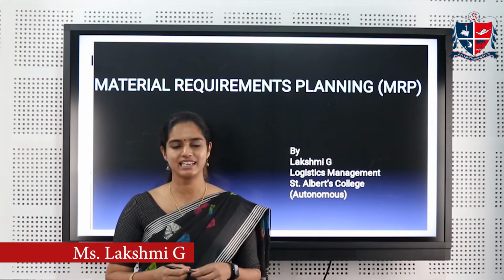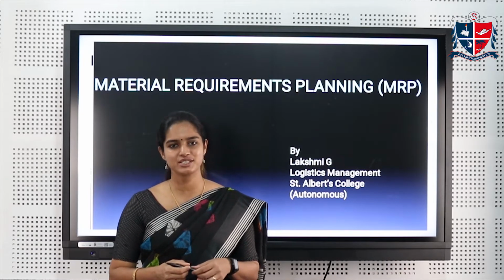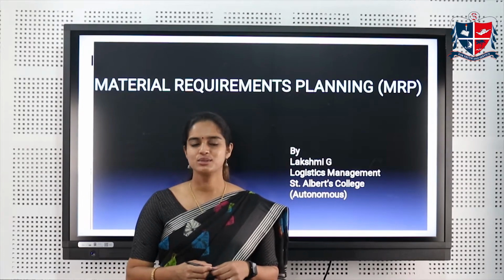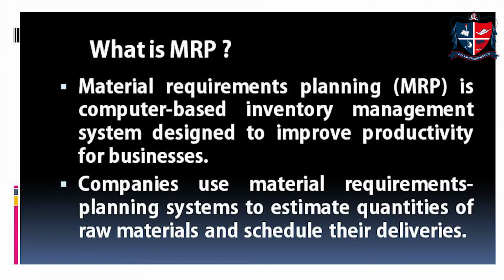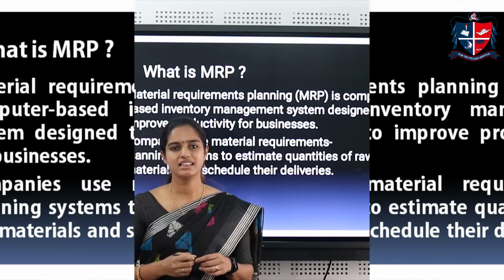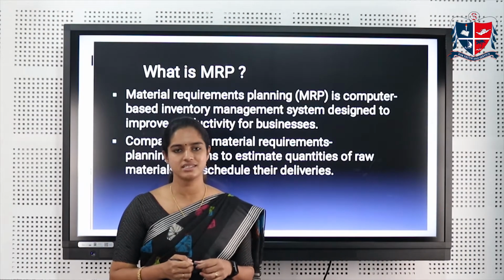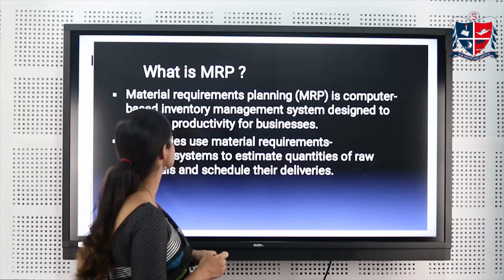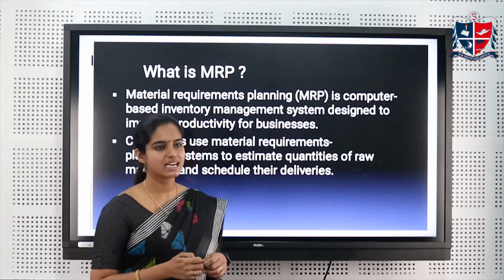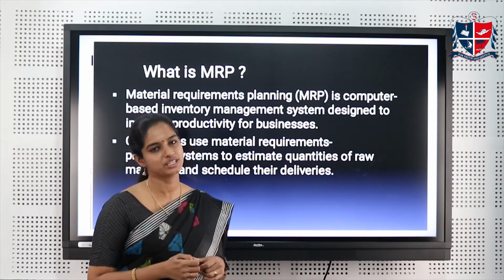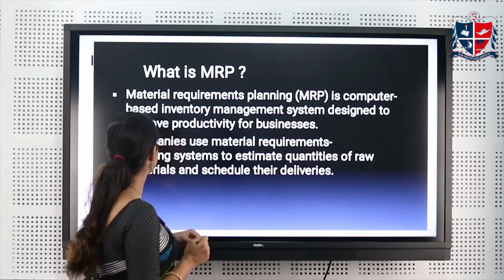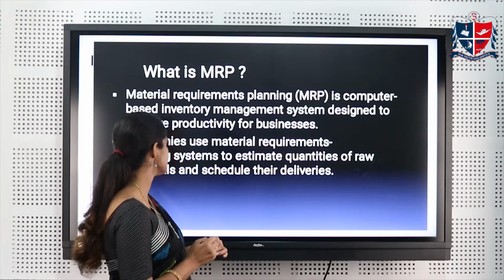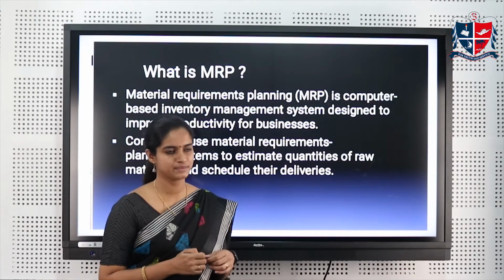Today we will be discussing the topic Material Requirement Planning. So what is basically Material Requirement Planning? Material Requirement Planning is the production planning, scheduling and inventory control system that is used to manage the manufacturing processes. In other words, it can be termed as a computer-based inventory management system that is designed to improve the productivity for the businesses. Companies use material management for planning their systems to estimate the quantities of raw materials and schedule their deliveries.